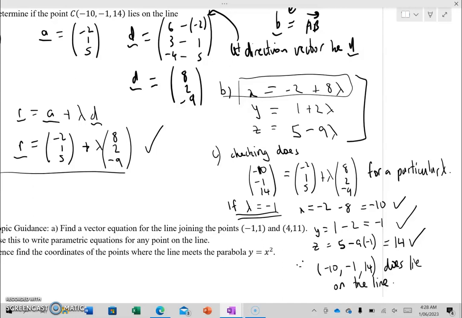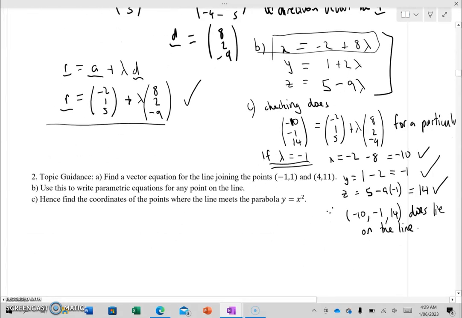Okay, now if I would have subbed in that lambda is negative 1 and it worked for 2 out of the 3, that point wouldn't lie on the line. Okay, so it's got to work for all 3, X, Y, and Z. Alright.